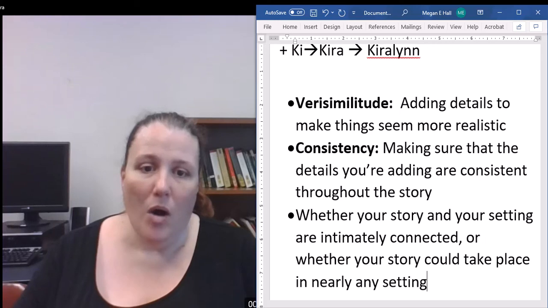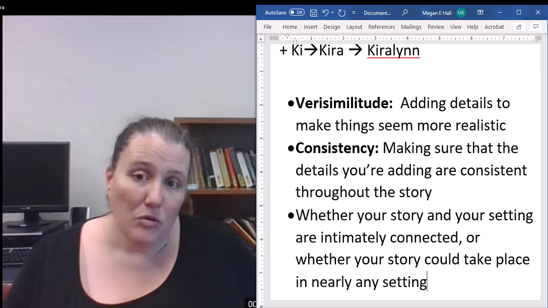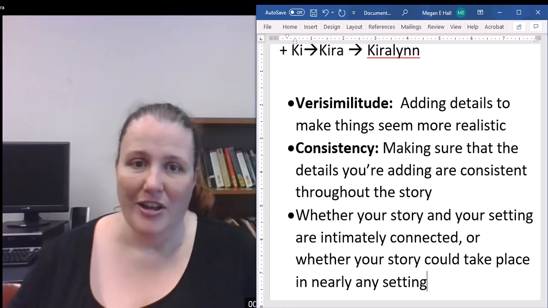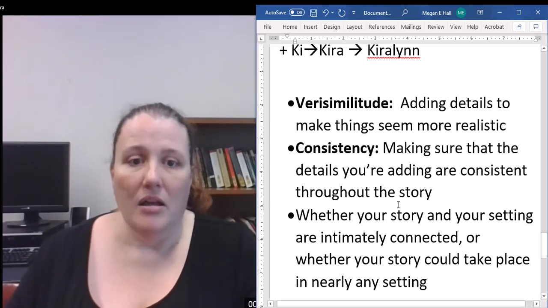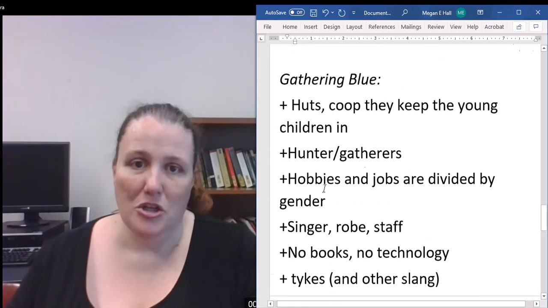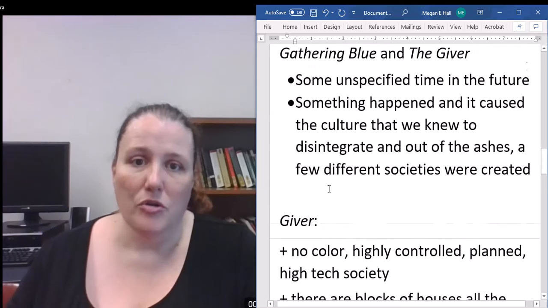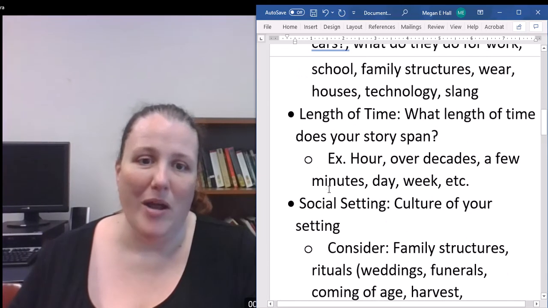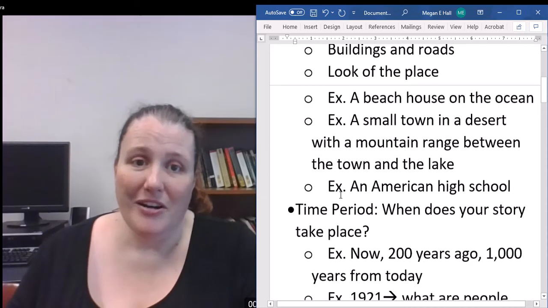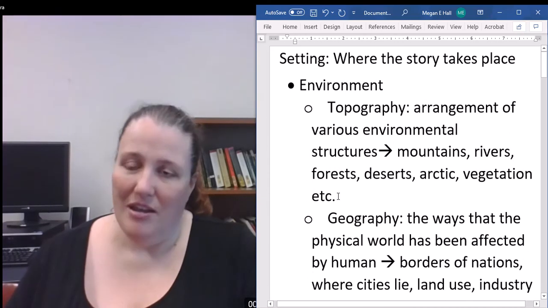And if you want to take some setting details out so that it can be a little bit more universal, you can do that too. You have the choice. So, is your story intimately connected to your setting? Are you consistent? Are you using verisimilitude? And are you thinking about those four components that we talked about way up here: the social setting, the length of time, the time period, and certainly the environment.